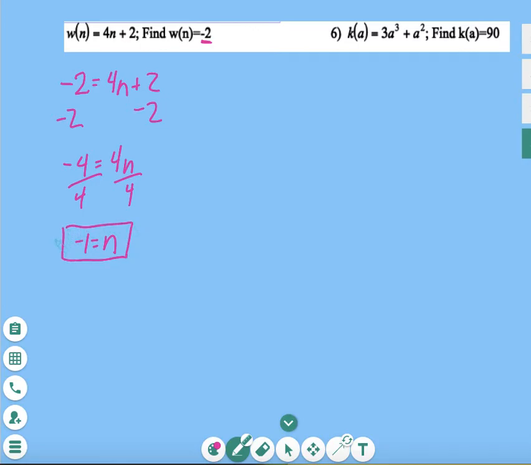Now, as you go on, these problems are going to get more and more challenging. In this case, k of a is 90. So 90 equals 3a cubed plus a squared. You may find that you're a little bit stuck, but this is a problem where you may be asked to use synthetic division. So I'm going to move the 90 to the other side.